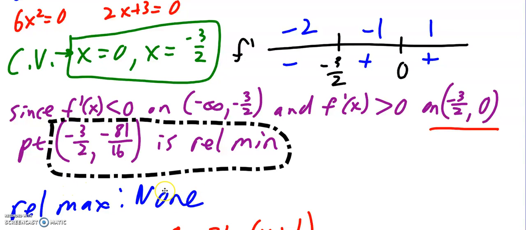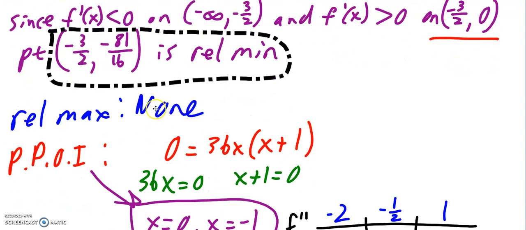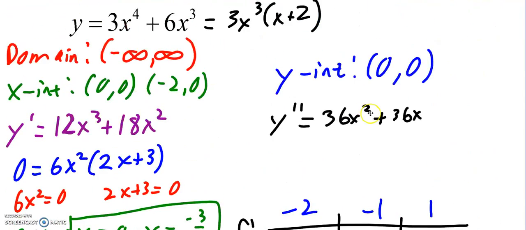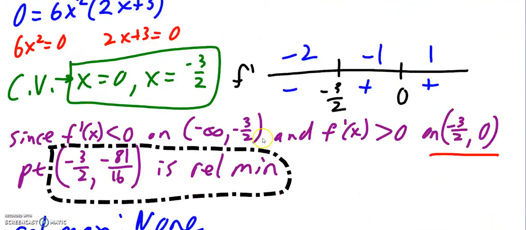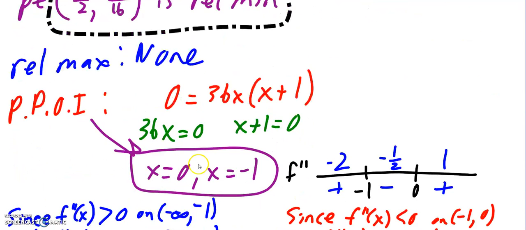There is no relative max, so I want to make sure to answer the question. Don't just leave things blank. Don't write 0, because that would be a different answer. So we write none. Possible points of inflection. Take our second derivative, which we did up here, factor out 36x, and I get 36x times x plus 1, set each factor equal to 0. I get possible points of inflection at x equals 0 and x equals -1.